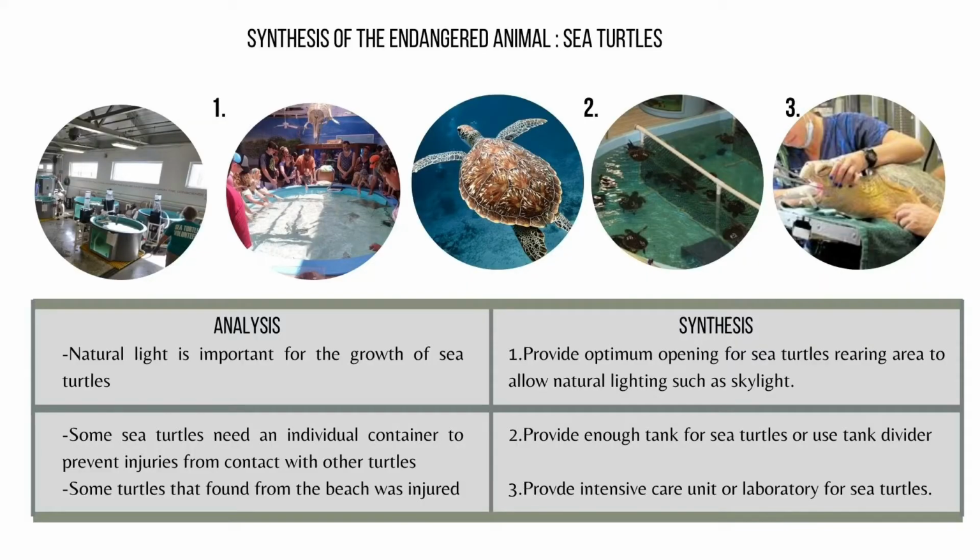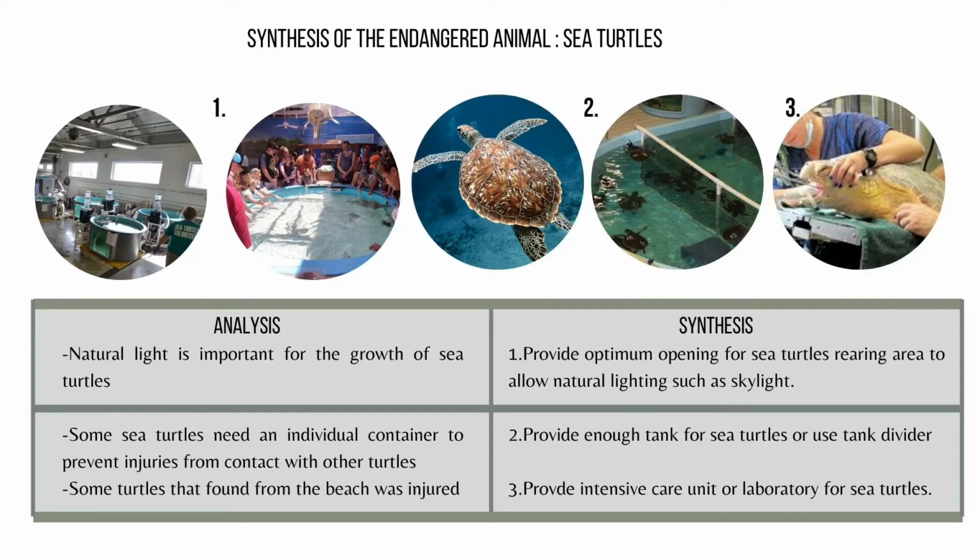I'm going to start with the synthesis study of sea turtle. First, it is important to design the hatchery tank area for sea turtle to get enough sunlight for their growth. So, optimum opening of windows or skylight can be applied into the design. Second, some sea turtle need an individual container. So, tank divider can be used to separate them. Also, it can save cost and space.